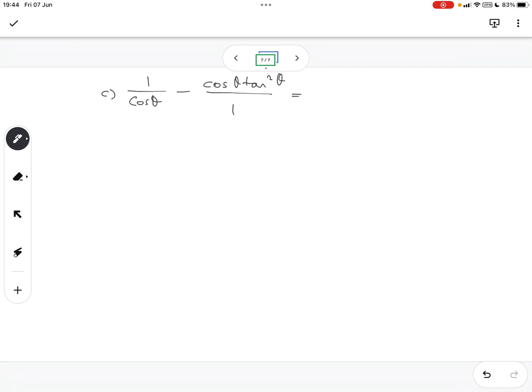We'll do C. I'll challenge myself this time around. So 1 over cos theta minus cos theta tan squared theta over 1 equals cos theta. So if we start with right-hand side, I want to get to a point where I have, so 1 over cos is sec, but I don't want to go there.